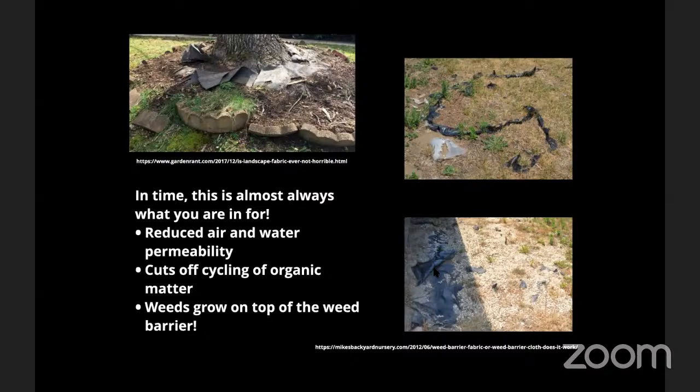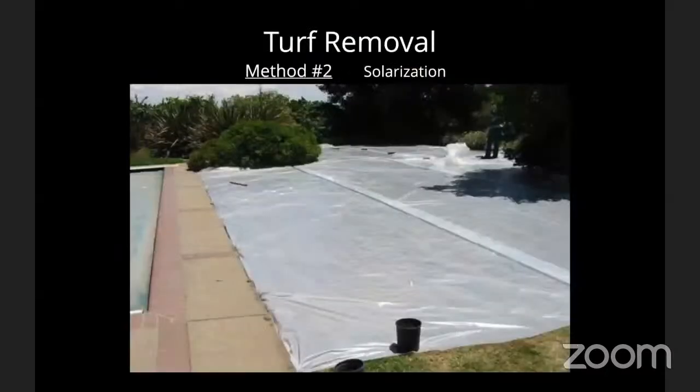It just doesn't work in the real world long term. And so that's why I can't recommend it. So the sheet mulching is kind of my go-to method. Method number 2 is solarization.